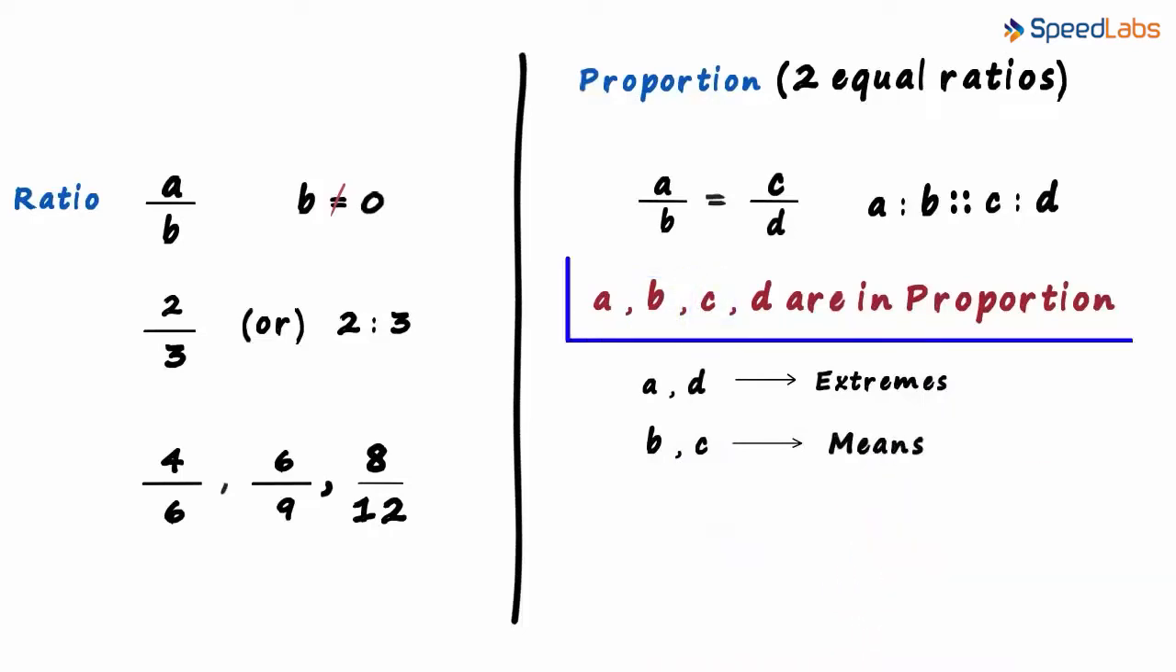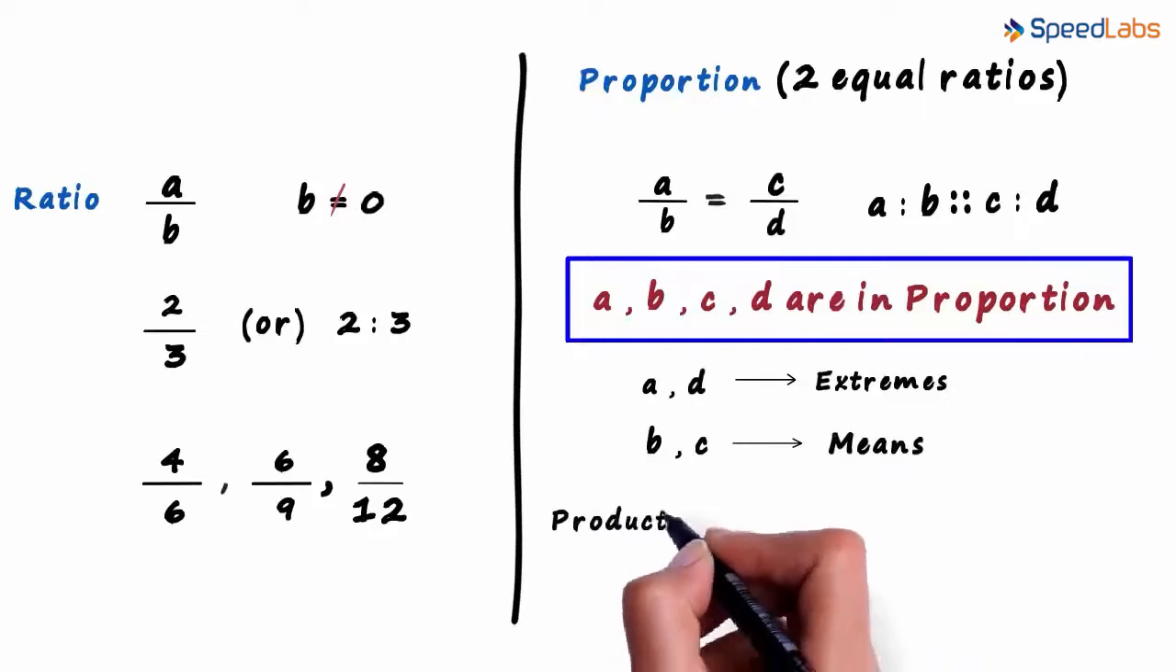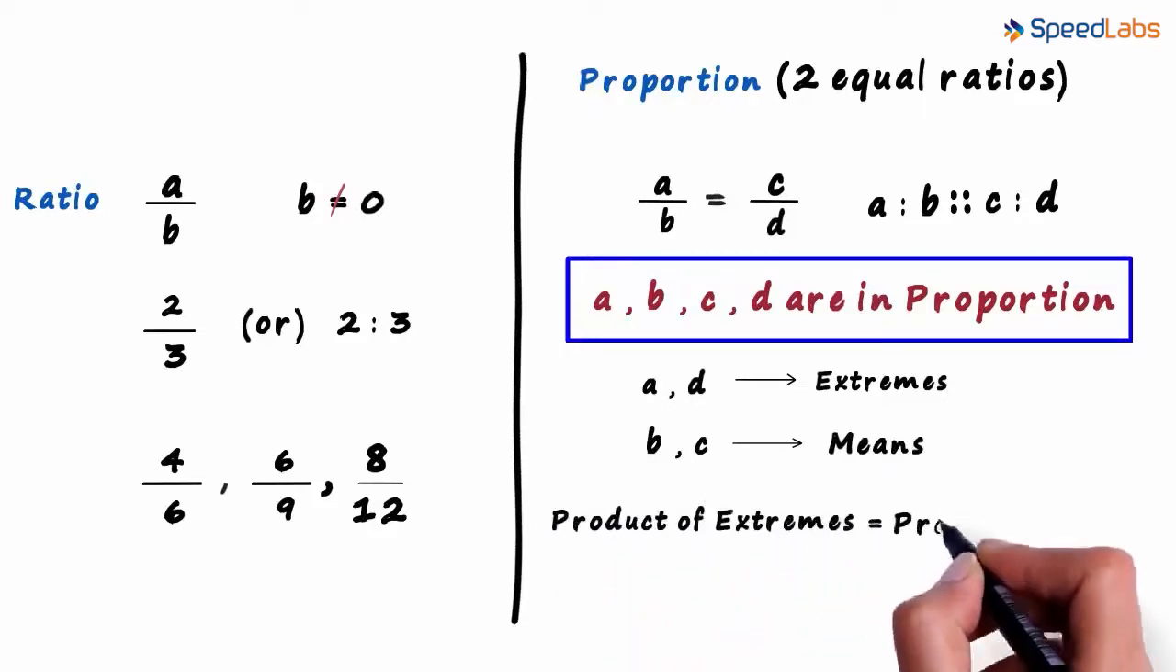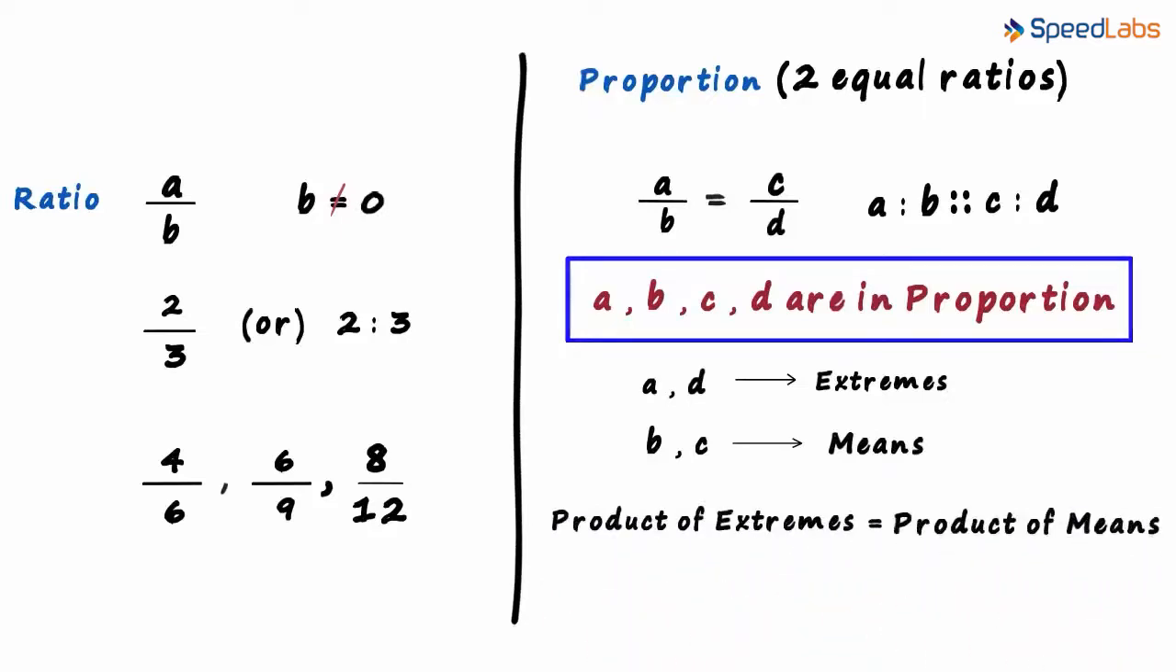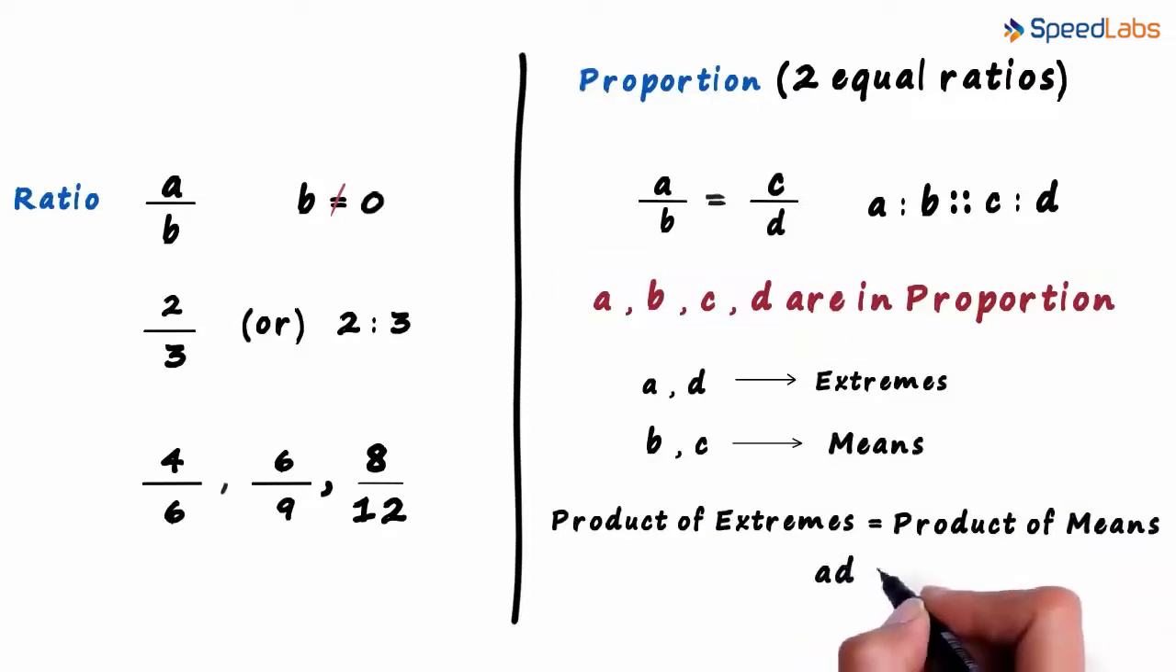When A, B, C and D are in proportion, the product of the extremes will always equal the product of the means. Hence, A multiplied by D will equal B multiplied by C. If you understand these two concepts well, you would find the topic of percentages phenomenally simple. It's all about ratio and proportion.